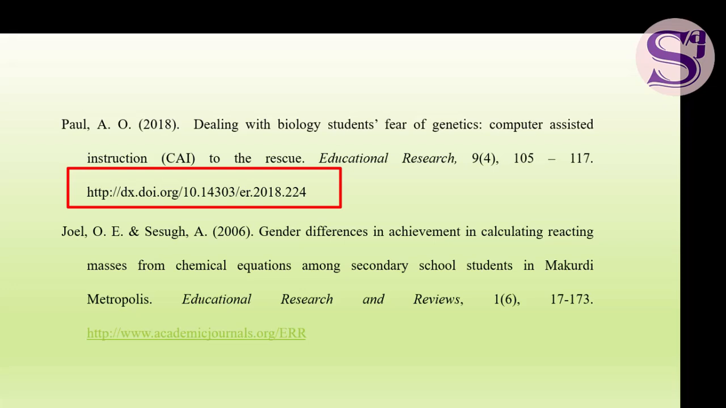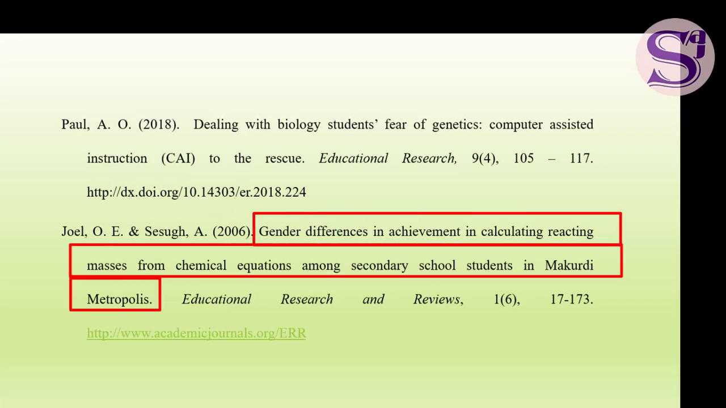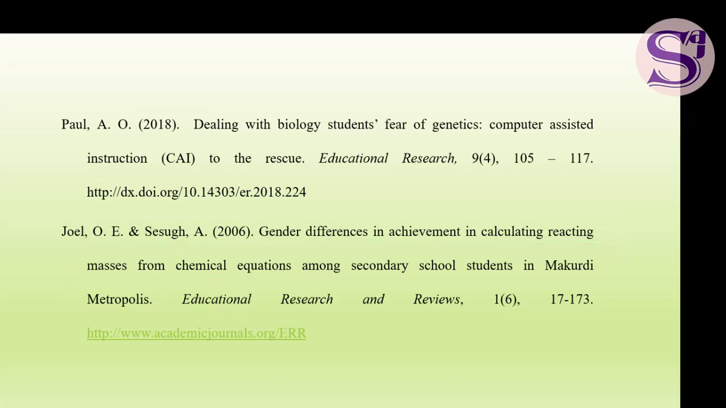Then look at the second example here, Joe separated by a comma from the initials. Here there are two authors. Then you can see the year enclosed in parentheses, then the title of the article, which is gender difference in achievement in calculating reacting masses from chemical equations among secondary school students in Makurdi metropolis. Here is also the journal's name, Educational Research and Reviews, then the volume followed by the issue number, then the page number. Here you can see the URL.